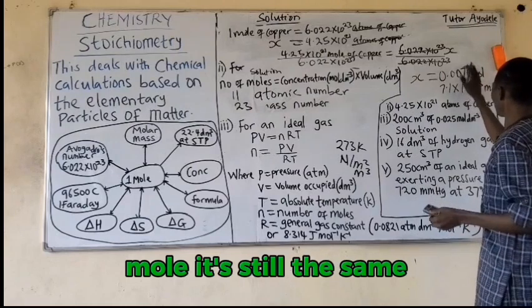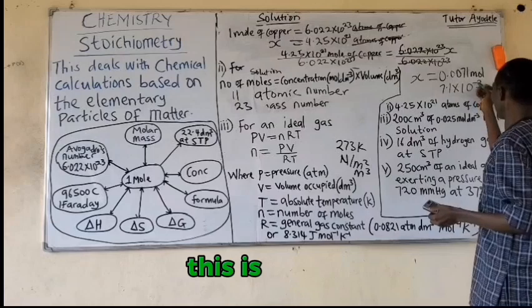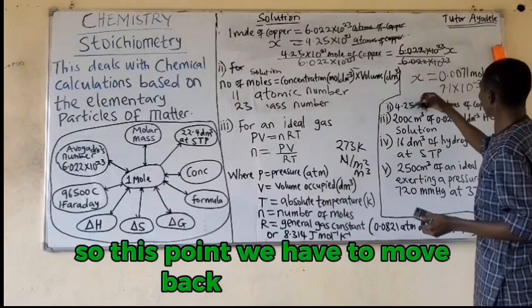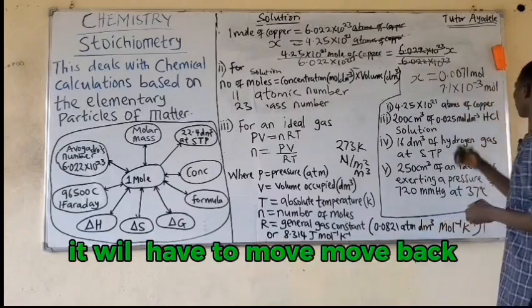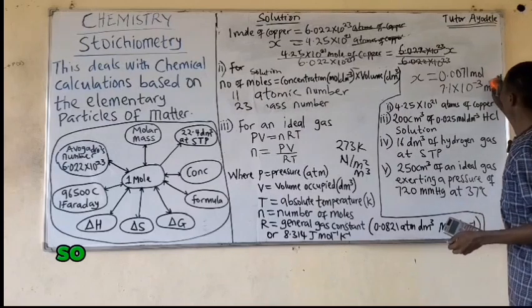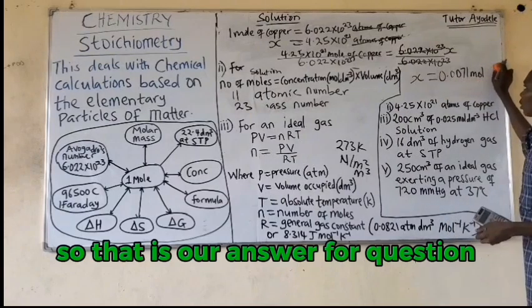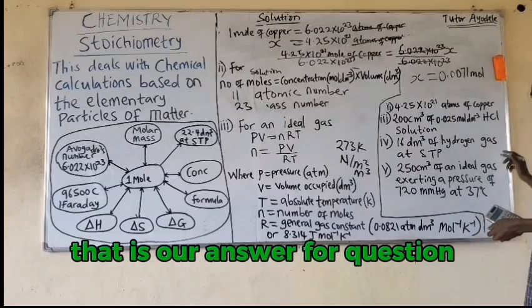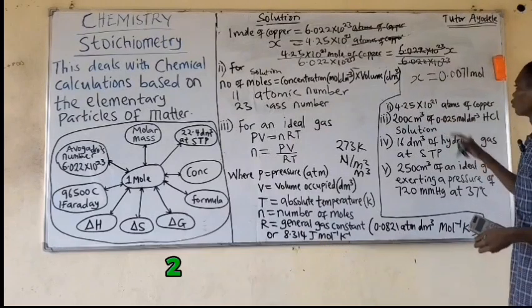So it's still the same, because this is minus. At this point we have to move back 3 times. So it's still the same. That is our answer for question number 2.